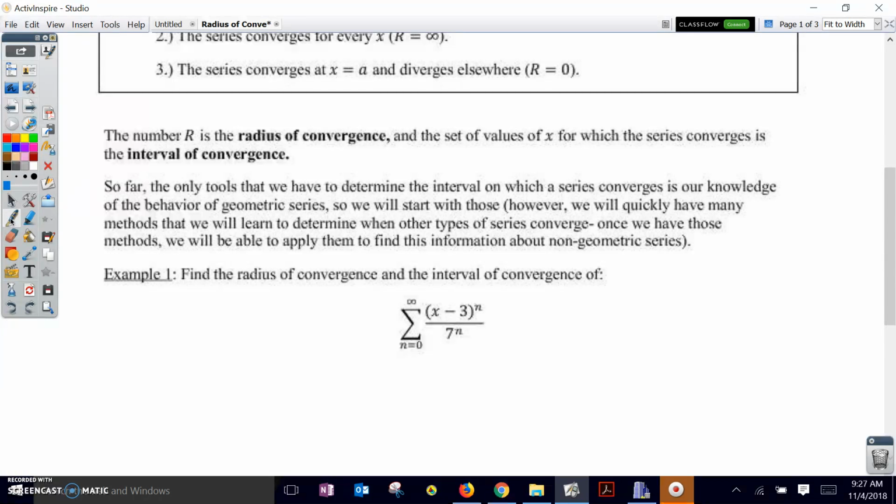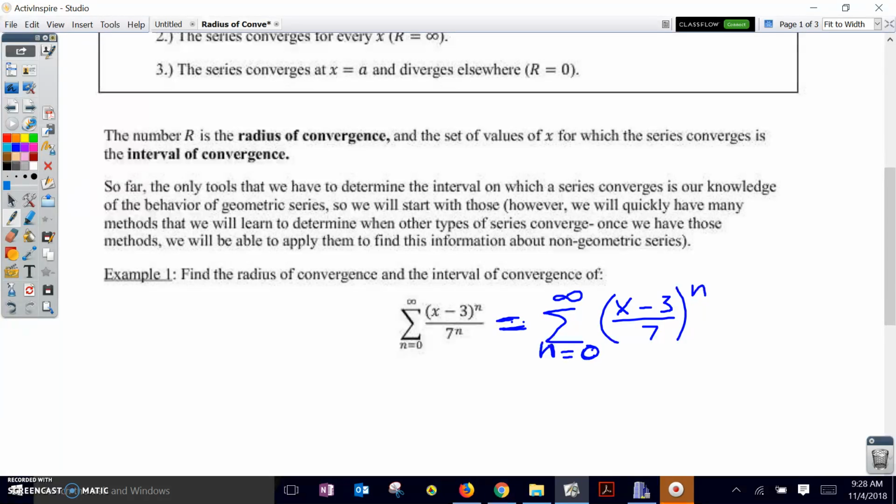And whether you recognize this one immediately as a geometric series or not, if I rewrite this a little bit, it becomes more clear that this is a geometric series. This is the sum from 0 to infinity of the quantity (x minus 3) over 7 raised to the n power. And so as we cycle through our values of n, we're just repeatedly multiplying by the quantity (x minus 3) over 7 to get our next term. And so that is our r value for this geometric series.